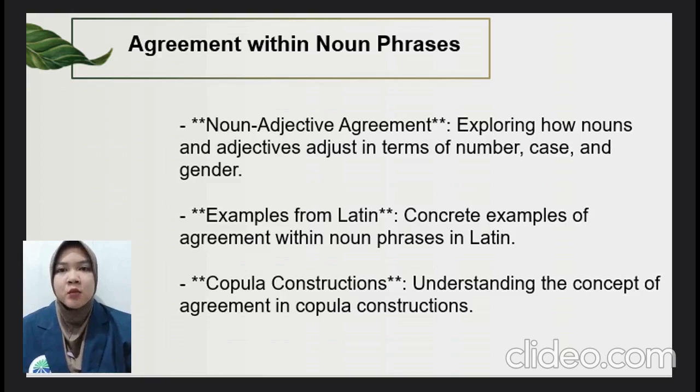Agreement within noun phrases. Number 1. Noun-adjective agreement is exploring how nouns and adjectives adjust in terms of number, case, and gender. Example: in the phrase "three red roses," roses is a plural noun, and the words three and red must agree with it.